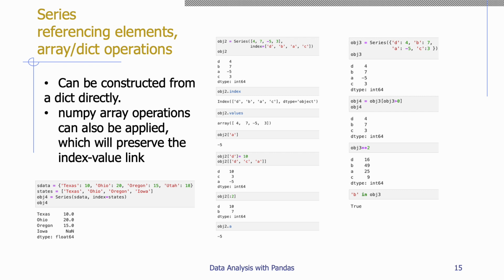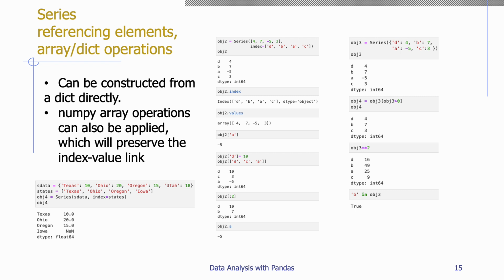And then we can also see the first two rows. We can print them, and the output is going to be 10, 7 for d, b respectively. Another syntax to get a value for an index is obj2.a. It's going to return its value, which is -5.